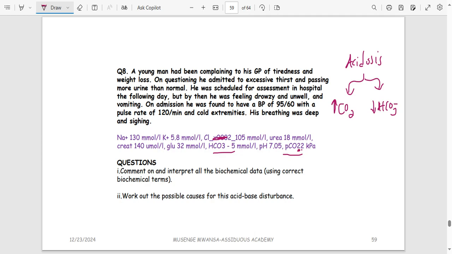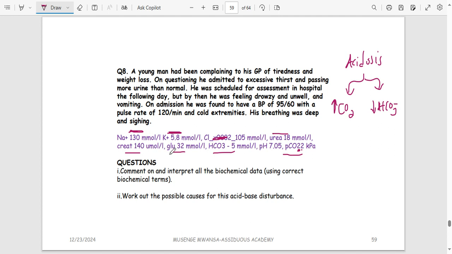So some other things we can mention, because there are a lot of ions being mentioned here. Sorry, sodium 130 is very low. The numbers are like somewhere 145. So this is hyponatremia. Potassium is high, 5.8. The number is somewhere 4.8. So that's hyperkalemia. Urea has been increased, 18. Creatinine 140 is also high. Glucose, this is 32. It's high, hyperglycemia.